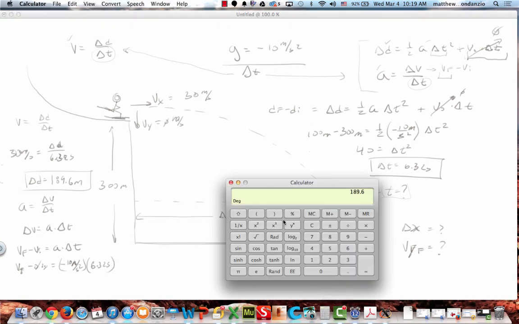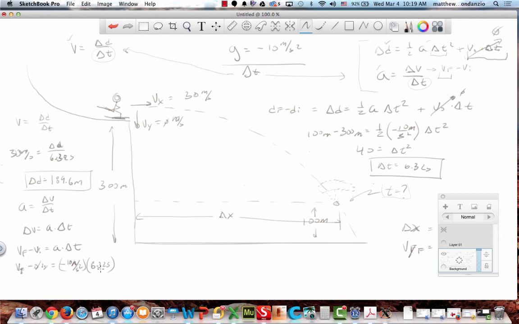And so then I can say, all right, 10 times 6.32, it's going to be negative 63.25. Why is it negative? It's going down, so his final velocity is equal to negative 63.25 meters per second, because it's meters per second squared times seconds. That's why you do the units, to double check.